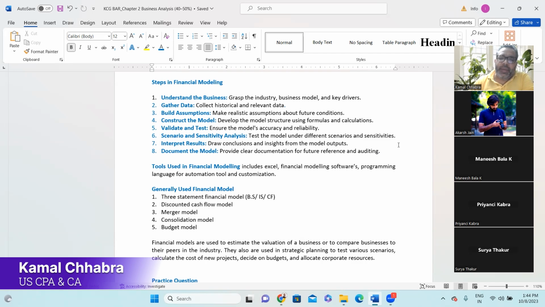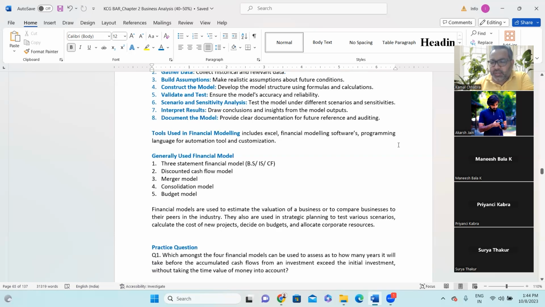And there are many tools used, which can be like the Excel tool, which we have seen yesterday, right? There are many financial modeling software also, programming languages also being available to help you automate and customize the financial modeling. And generally used financial models include three statement financial model, balance sheet, income statement, cash flow, discounted cash flow model, merger model, consolidation model, or budget model, right?